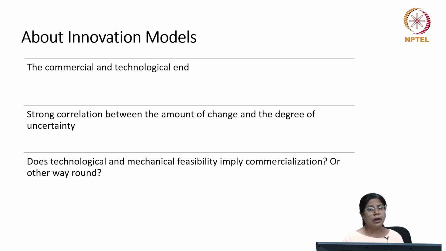In fact, they have also highlighted that the higher the degree of uncertainty, the higher the change that is brought in. However, when we look at this uncertainty, they have pointed out many a time that a one-dimensional understanding of innovation, focusing highly only on the technological and mechanical feasibility, would be rather constraining. It is of much importance to understand whether it is the technological and mechanical feasibility that leads to commercialization, or whether it is the commercialization prospect of the possible product that feeds into the technological and mechanical advancements.